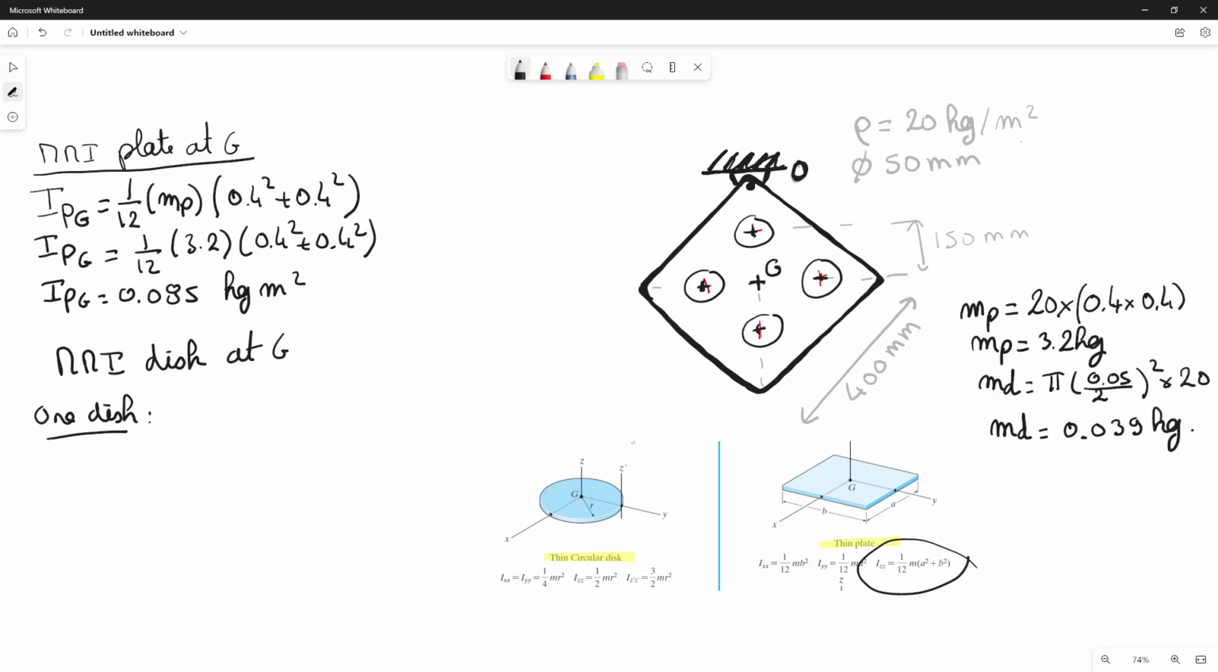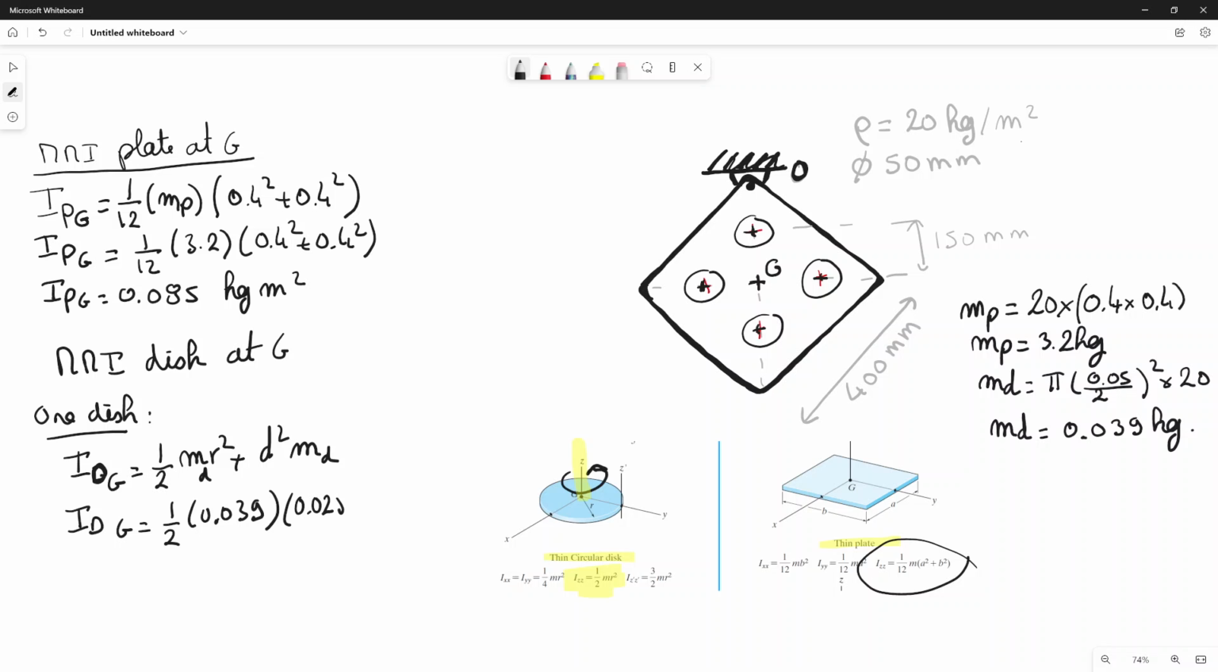That will be the mass moment of inertia about the axis Z, so this one. That will be 1/2 of mr squared. So I disk at G will be 1 divided by 2 mr squared plus the distance squared times the mass of the disk, and the distance is 150 millimeters. So I d at G is equal to 1/2 of the mass, that is 0.039, times the radius, which is 0.025.